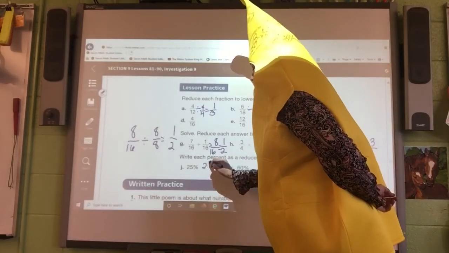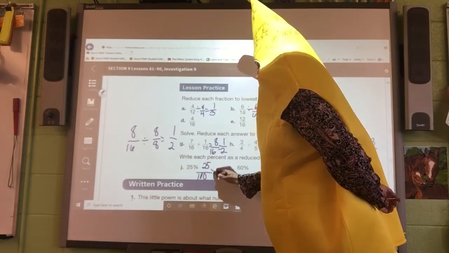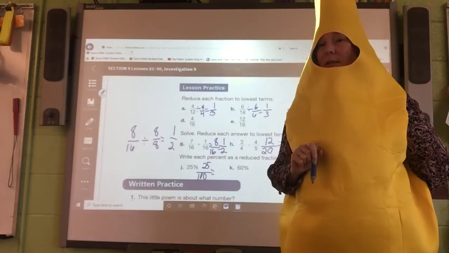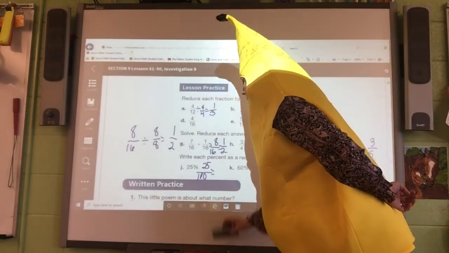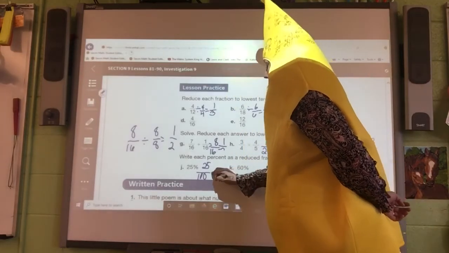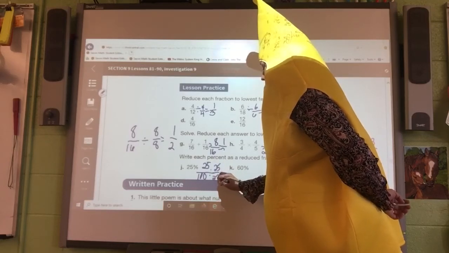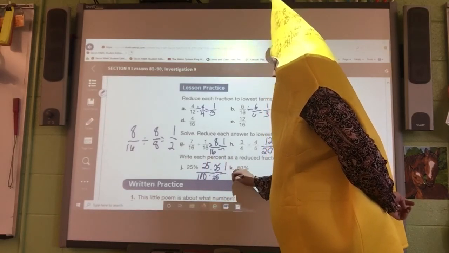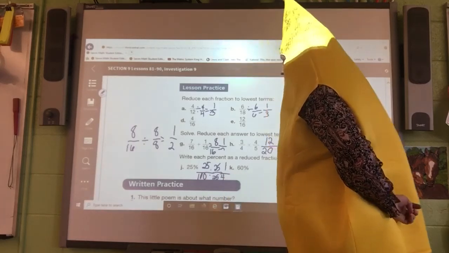Right here I go, 25 over 100. Well, I know some of you already are thinking, I know exactly what that is. We look. 25 is divisible by 25, and 100 is divisible by 25. So 25 divided by 25 is 1. 100 divided by 25 is 4.